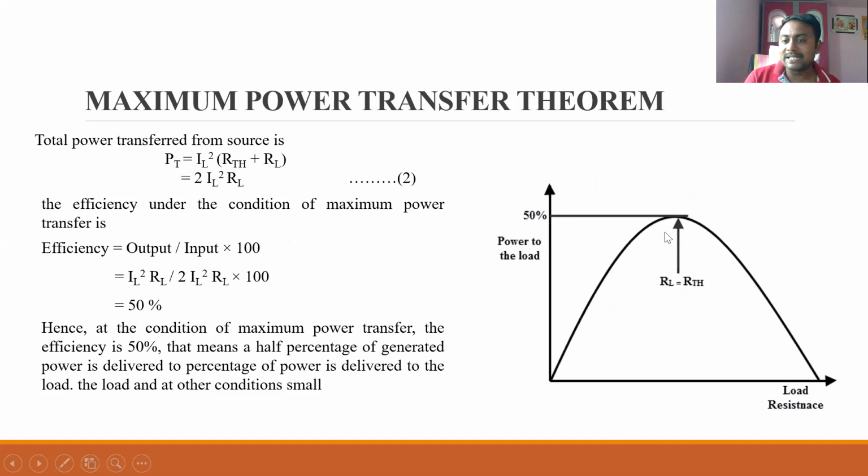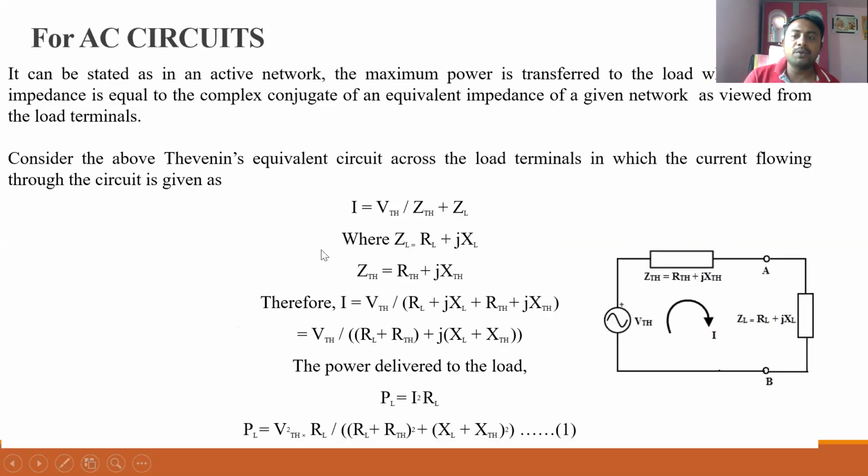As we see in this graph, at the condition of RL equals RTH, the maximum power is transferred from source to load, with 50% efficiency. Other than this condition, the power transferred in both directions is small. Now we are doing the same derivation for AC networks.